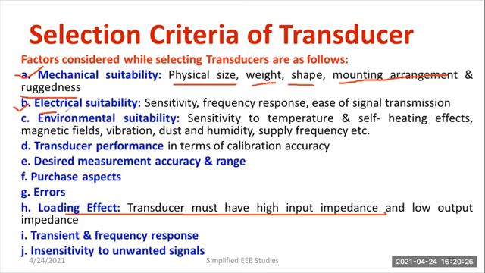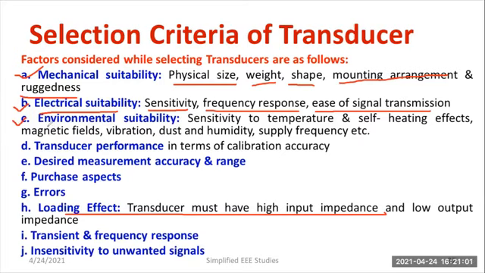If I talk about electrical suitability, you have to take care about the sensitivity. You have to calculate the ratio of output to the input and the frequency response. You had better plot the frequency response and check the ease of signal transmission. Can the output of the transducer be connected to a CRO properly, or can it be transmitted to some other distance? That point you have to take care of.